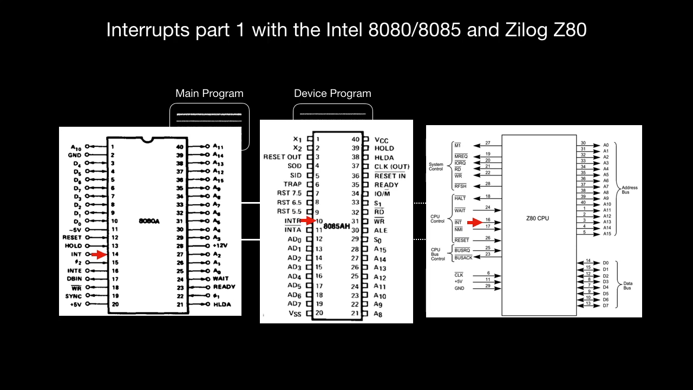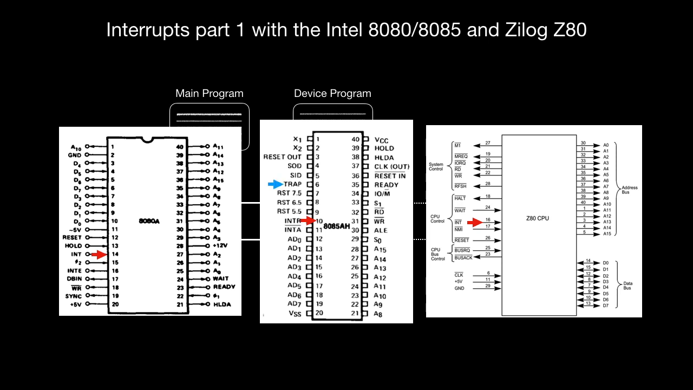If the interrupt mode is enabled and the CPU acknowledges the interrupt coming from a device, that device will send an instruction on the data bus, which will be processed by the CPU. It is usually a reset instruction. We will see these reset instructions shortly.